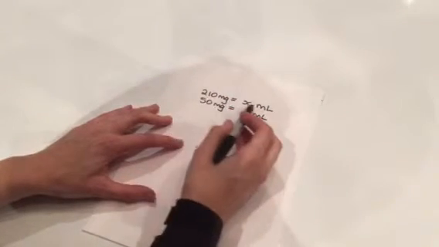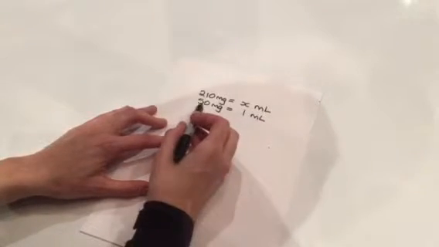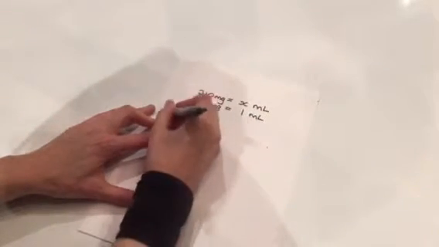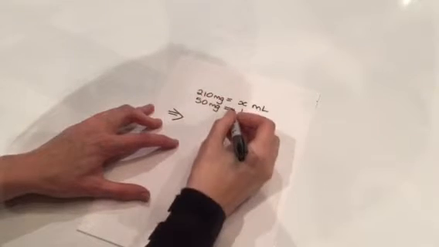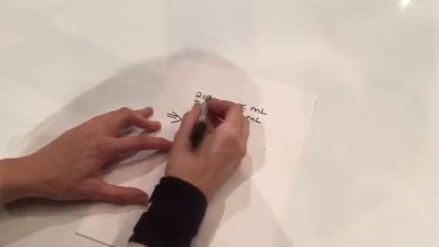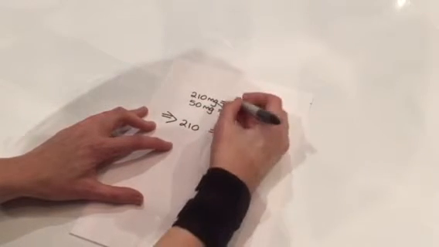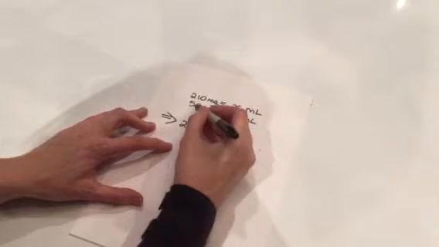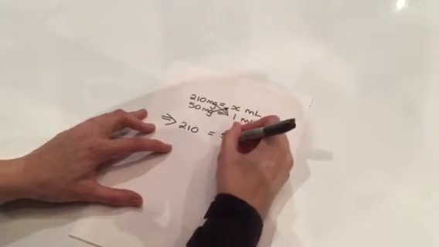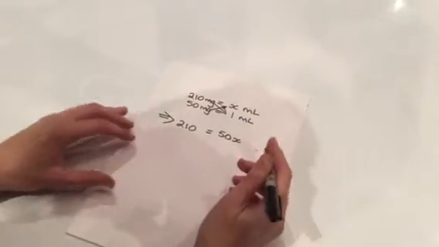So then we set out our equations. 210 milligrams is equal to how many mils? That's what we want to know. But we know we have 50 milligrams in one. So what we then do is we have to cross multiply. 210 times 1 gives me 210, which is equivalent to, cross multiply the other way, 50 times x, which ends up as the expression 50x, which by itself doesn't mean anything.